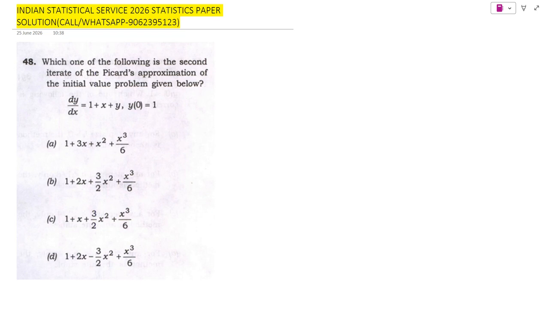Hello everyone. Let's get right into a fantastic mathematical journey today. Today we are looking at a question from the Indian Statistical Service ISS 2026 statistics paper.